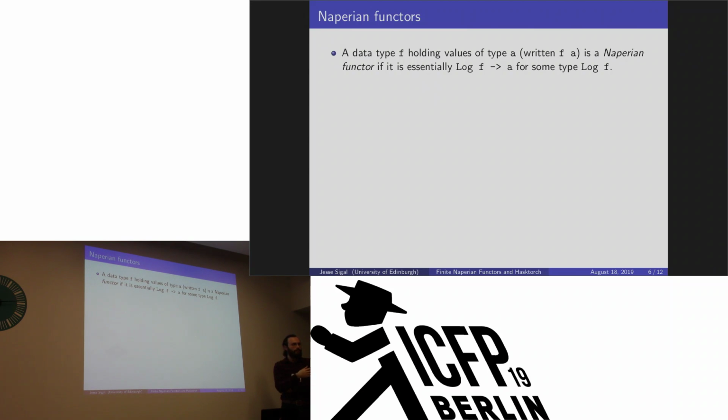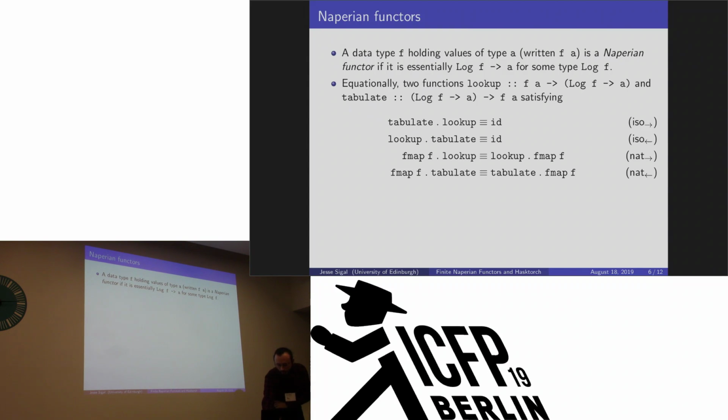A non-example, for example, is lists, where you can index off the end of the list, so you couldn't write it as a function like this. So that's a simple non-example. For Haskell people, it's naturally isomorphic to that type as functors. But for everyone else, what this means is we have two functions, lookup and tabulate, which provide an isomorphism between the function representation and the actual data type. And there are also interactions between mapping over that data type and these isomorphisms, which basically let you move things around.